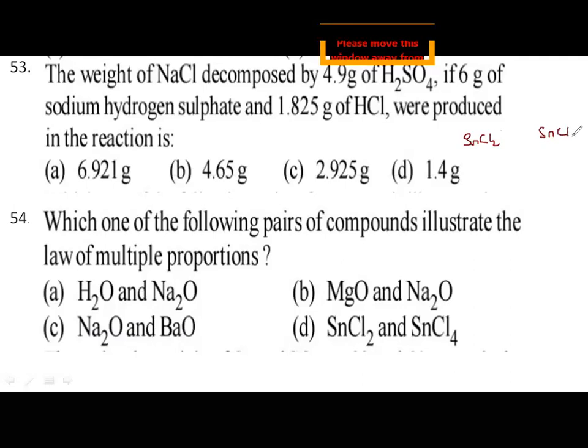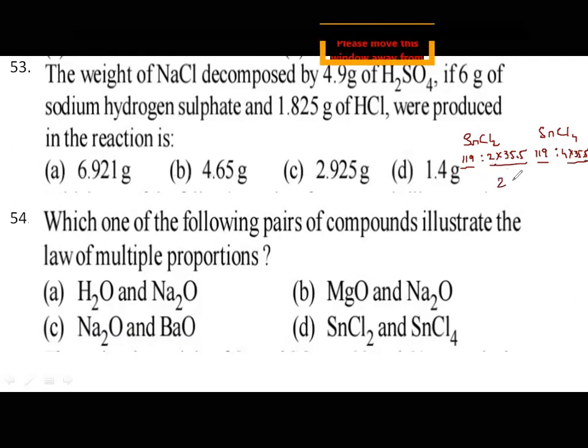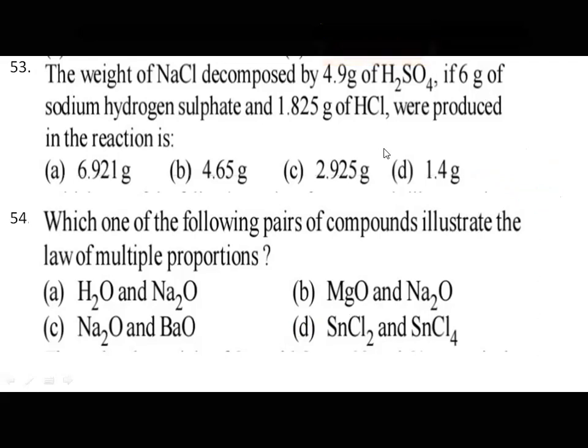SnCl2 and SnCl4. So Sn, stannous, it is 119 is to chlorine, 2 into 35.5. What about this? 119 is to 4 into 35.5. So one of the elements is remaining fixed, combining with the other element in a simple whole number ratio. In both cases, the ratio is 2 into 35.5 is to 4 into 35.5. So what is the ratio? The ratio is 1:2. So it is in a simple whole number ratio. So this particular pair of compounds obeys the law of multiple proportions.